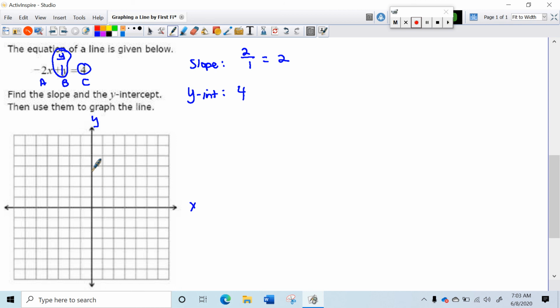1, 2, 3, 4. For the other point, I'm going to use the denominator in the slope, and then I'm going to add the numerator with the y-intercept. So 2 plus 4 equals 6. So the point 1, 6 is my point. 1, 2, 3, 4, 5, 6. I connect them and I'm done.